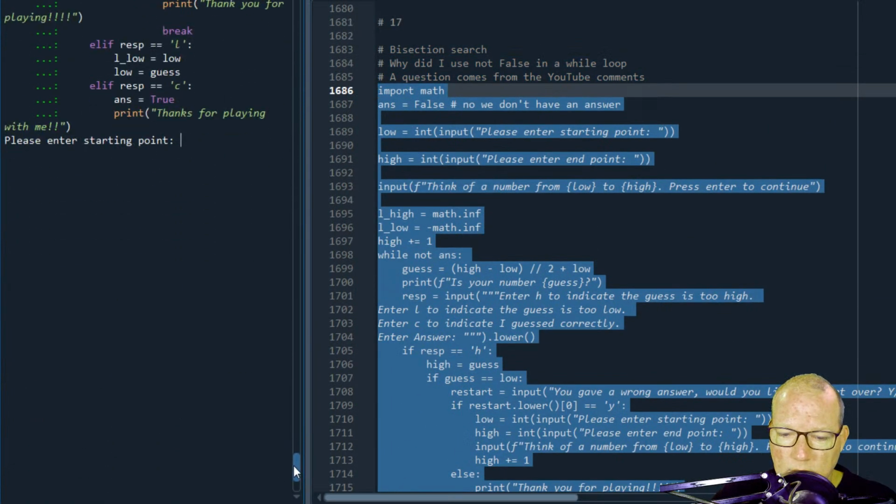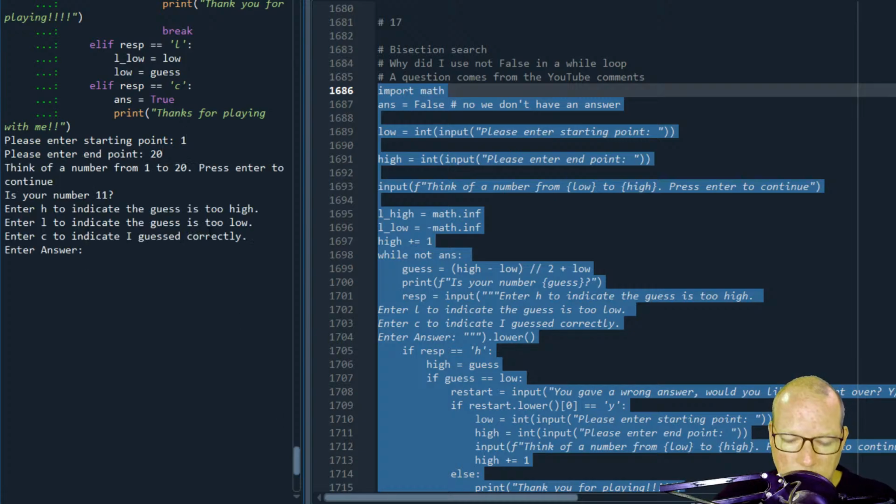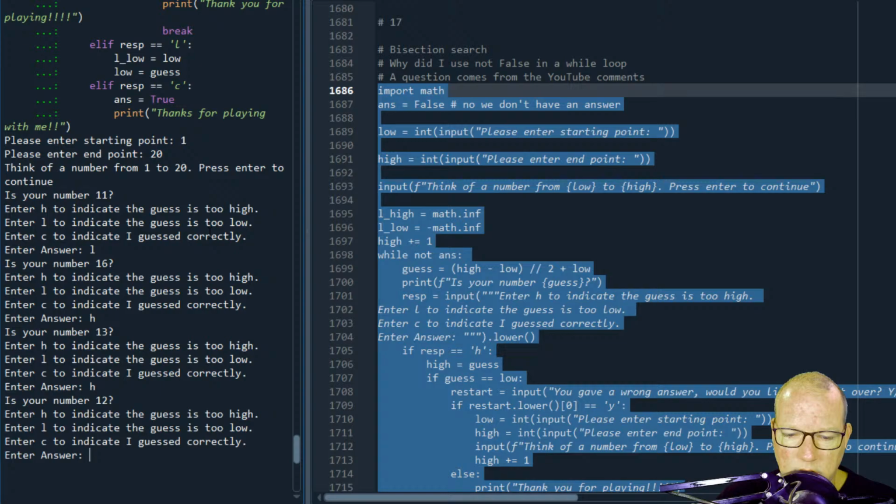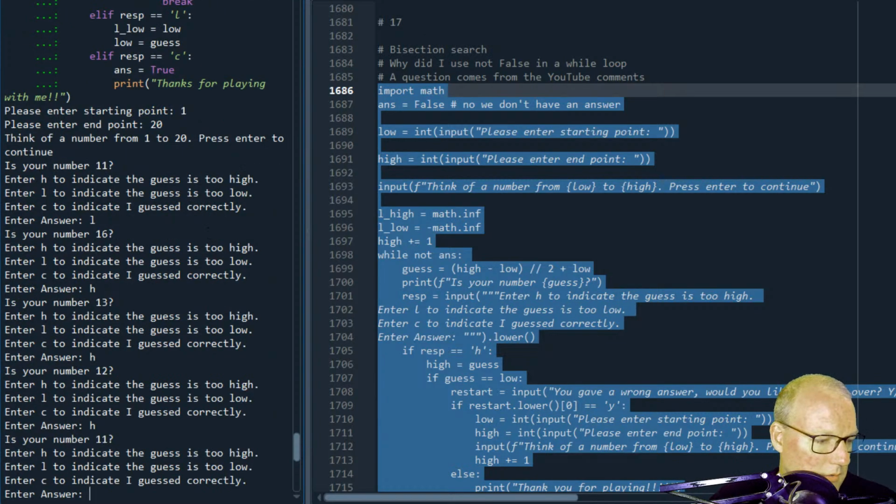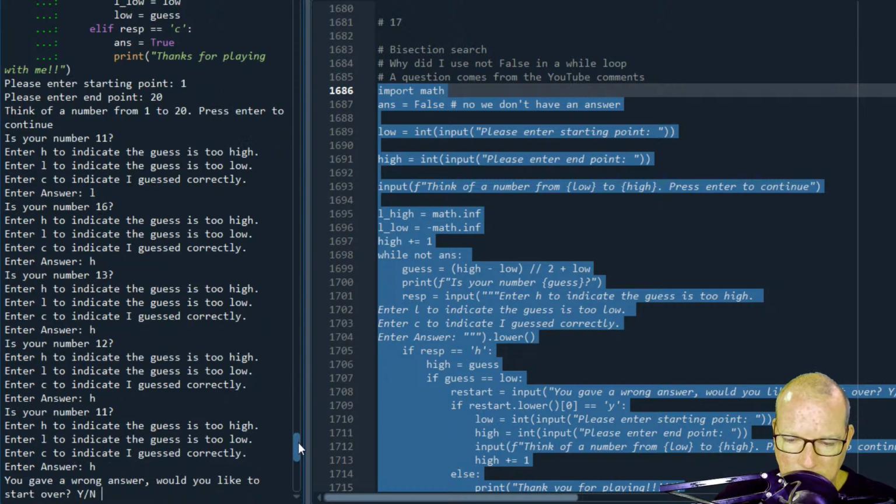F9. So continue. Let's see. We went too low, too high, too high, too high. I need to check something. All right. And too high. There we go. All right.